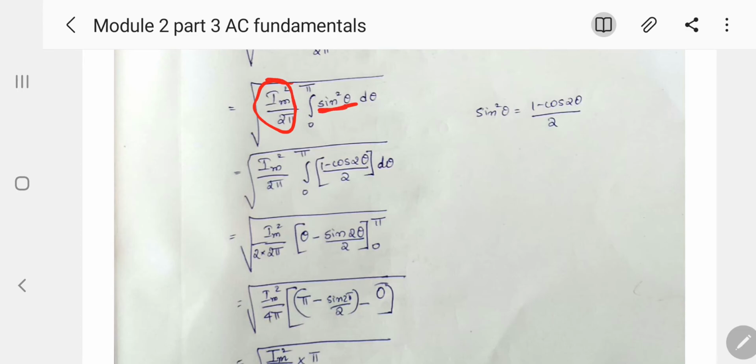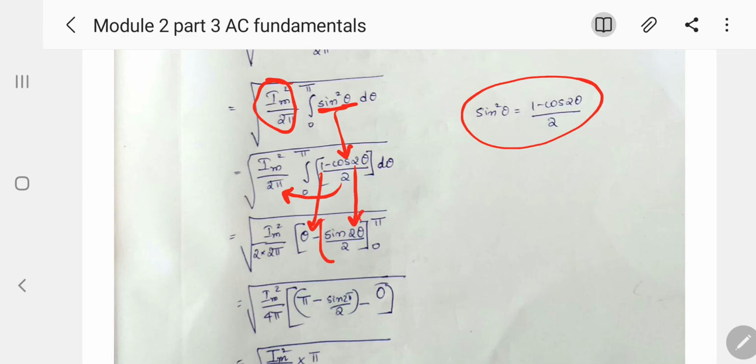Again sin squared is coming. For sin squared we don't know how to calculate the integral directly, so we are going to change its form to (1 minus cos 2 theta) by 2. Only the form is changing; we have not integrated it. So Im squared by 2 pi, integral 0 to pi of (1 minus cos 2 theta) by 2 d theta. 2 is a constant, so we can take it outside. The remaining terms are Im squared divided by 4 pi into, what is the integral of 1? The integral of 1 is theta, and the integral of cos 2 theta is sin 2 theta by 2.